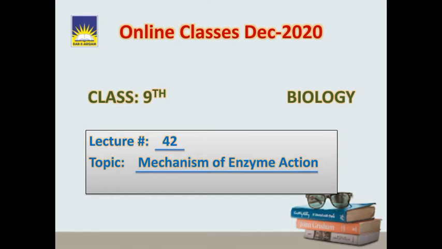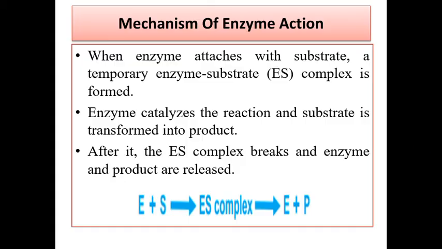Today's lecture number 42, from chapter 6, enzymes: the mechanism of enzyme action, that is, how enzymes work on the substrate, catalyze the reaction, and speed it up. Firstly, the enzyme attaches with the substrate. A substrate is a molecule on which the enzyme acts. Then a temporary enzyme-substrate complex is formed. Now the enzyme catalyzes the reaction and the substrate is transformed into product, and after it the enzyme-substrate complex breaks and the enzyme and products are released.